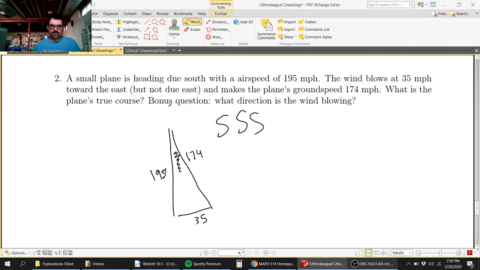Now, ultimately, we'll phrase the answer as a heading, though. If the plane was going straight south, that's 180 degrees. The actual heading, the actual direction of the plane, is that measurement right there. And if we can figure out this skinny angle, we can subtract from 180, and we will have the actual heading for the plane.